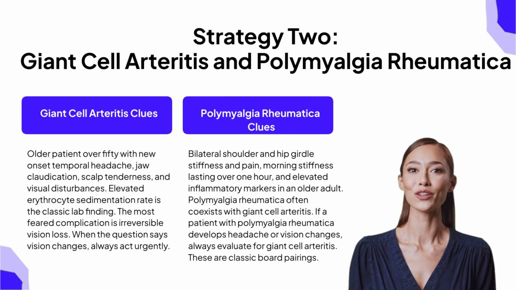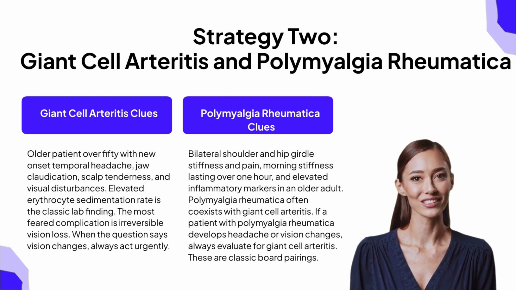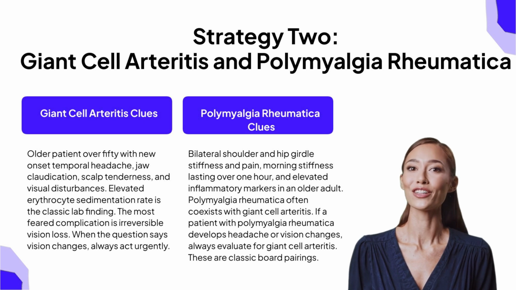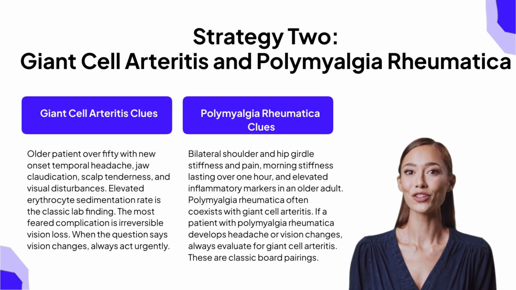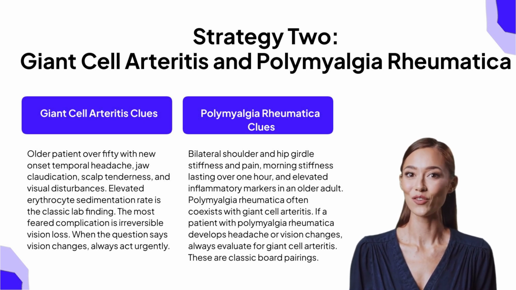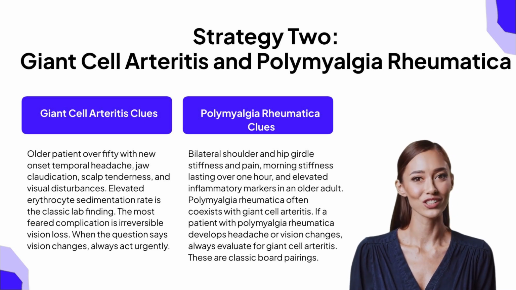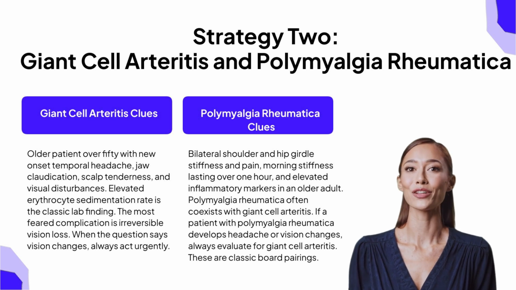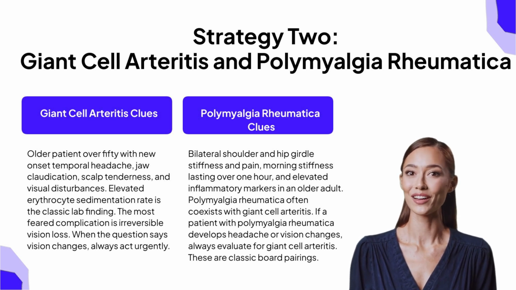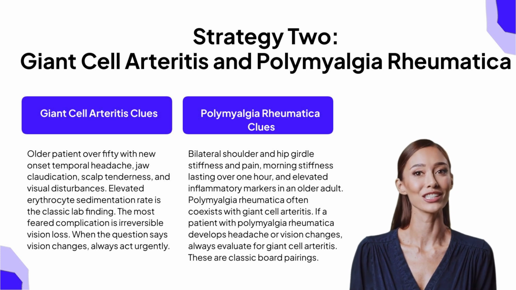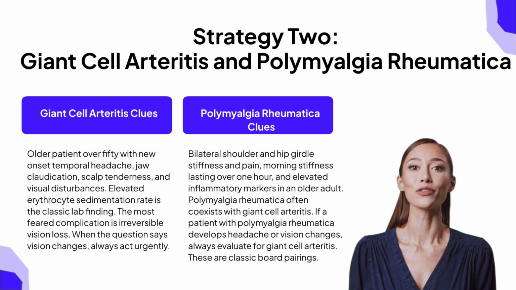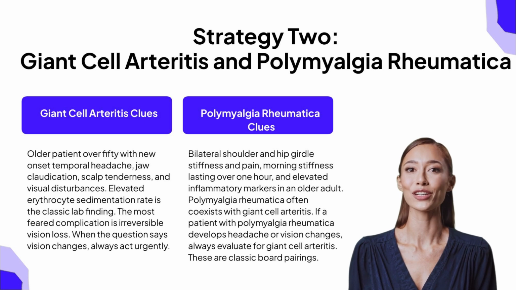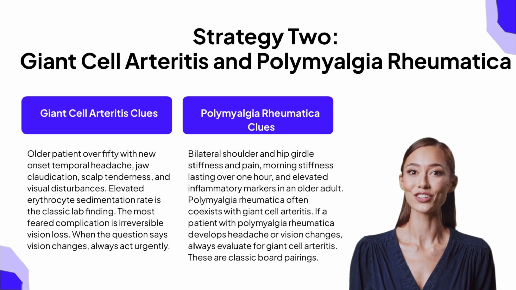Strategy 2 focuses on recognizing giant cell arteritis and its close association with polymyalgia rheumatica. For giant cell arteritis, the classic question stem gives you an older patient, usually over 50 years old, with a new-onset temporal headache, jaw claudication, scalp tenderness, and visual disturbances. The erythrocyte sedimentation rate will be markedly elevated. The most feared complication tested on boards is irreversible vision loss. So when the question mentions vision changes, you need to act urgently.